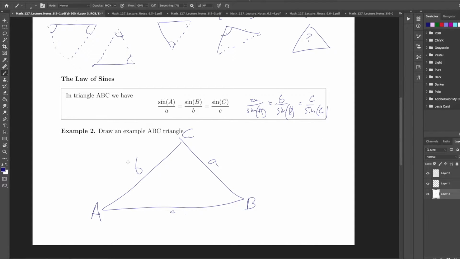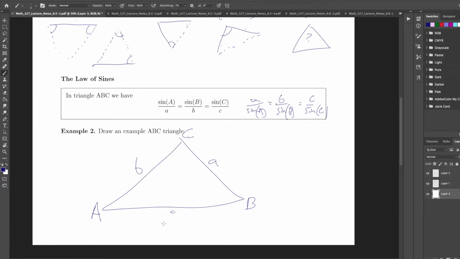And since none of the sides are 0, and none of the angles should be 0, since these are triangles and so they're non-zero entities, it doesn't matter if we flip it upside down. So this or this. So basically what the law of sines says is that the ratio of the sine of an angle and the side which is opposite of that angle is going to be the same for each angle in the triangle.